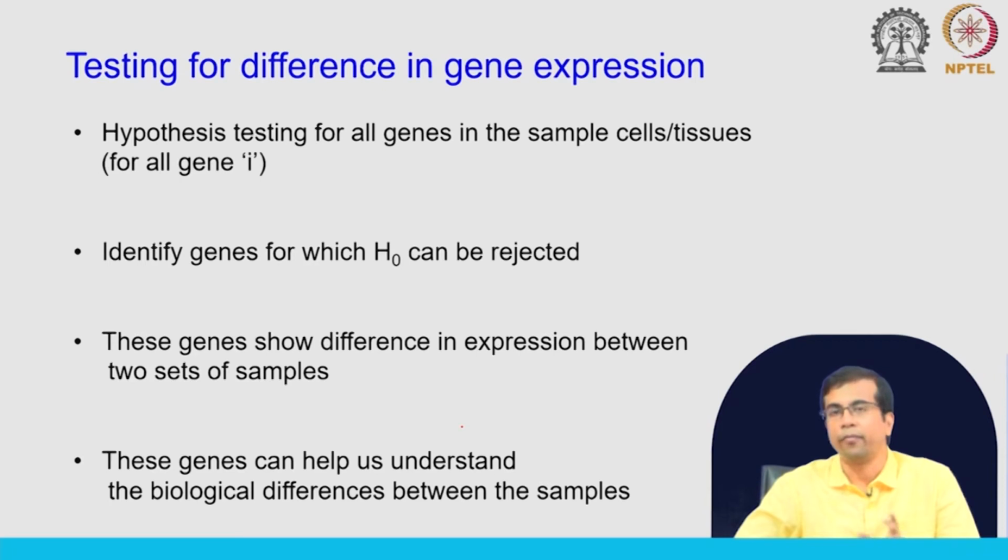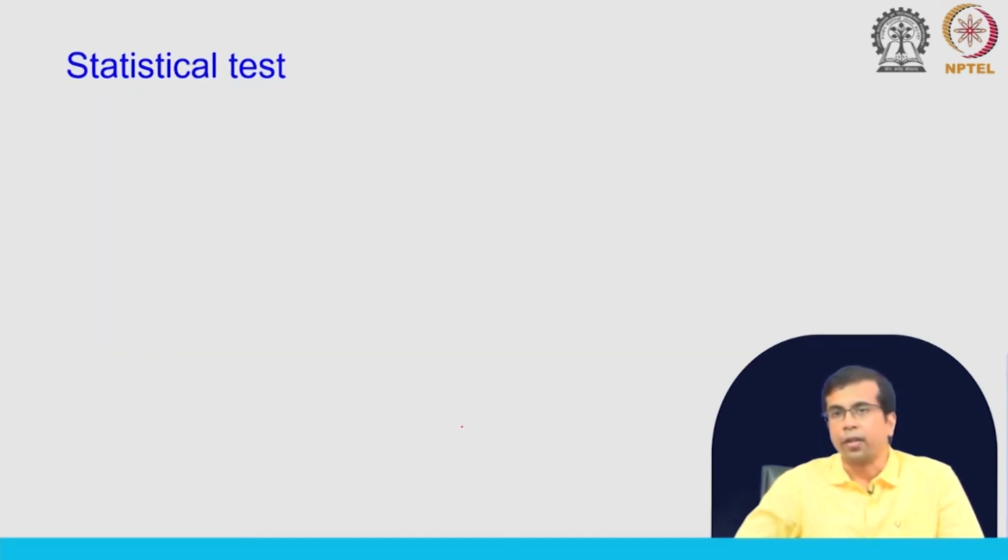And as I mentioned, the goal is to understand the biological difference between samples, or control versus treatment, or disease versus healthy. So, these genes can help us understand the biological differences. Of course, we will talk about how we better interpret the data once we have identified this set of genes. We will talk about that in later classes. There are ways to interpret this analysis. So, let us now talk about the statistical test that we do.